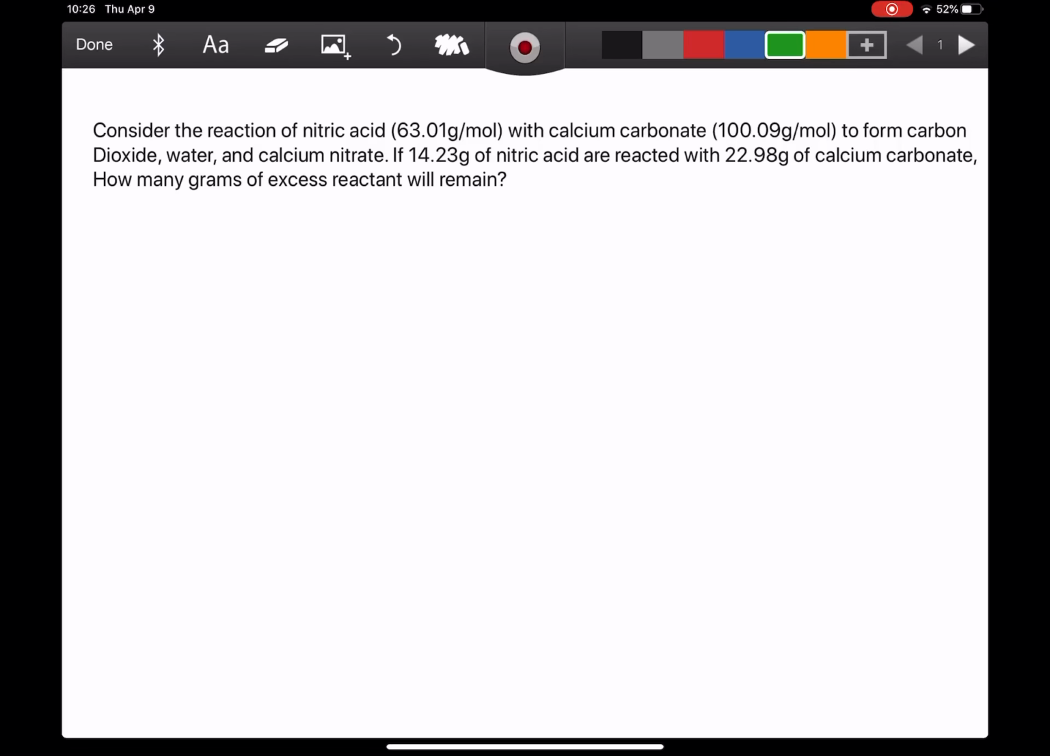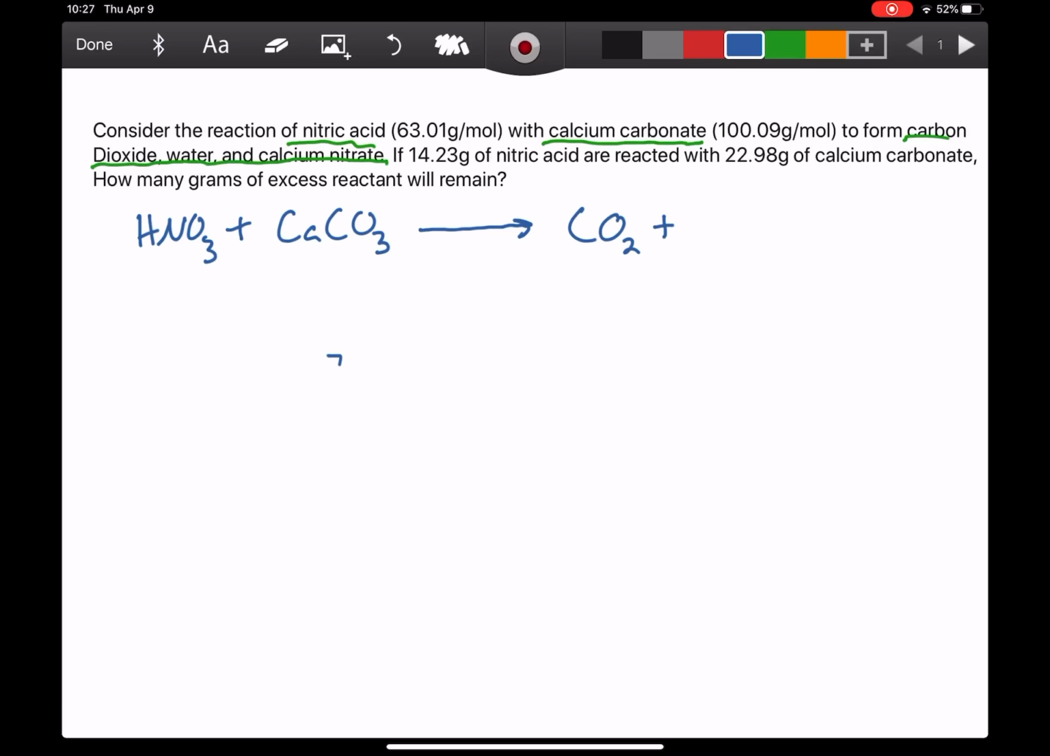So the first thing we need to do is to write a balanced chemical equation. We're given all the species in this problem. We are given nitric acid reacted with calcium carbonate to form carbon dioxide, water, and calcium nitrate. So if we were going to write a balanced chemical reaction, it would be HNO3 plus CaCO3 will form CO2 plus H2O plus Ca(NO3)2.